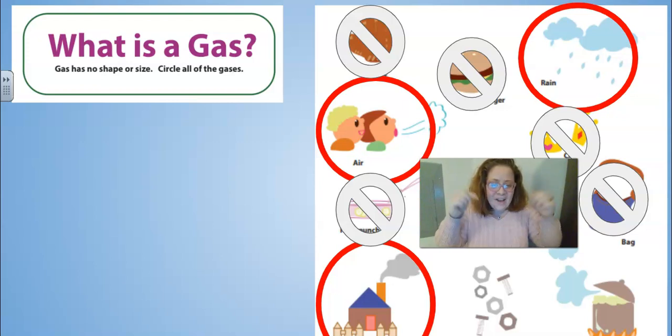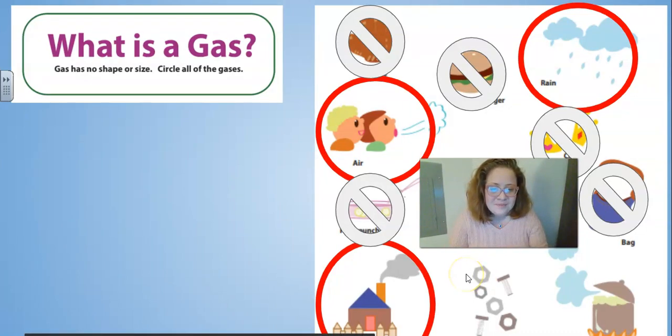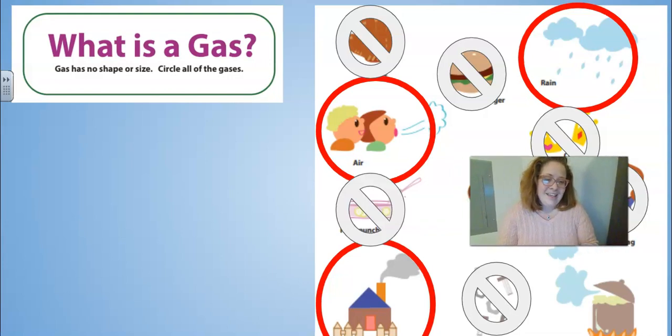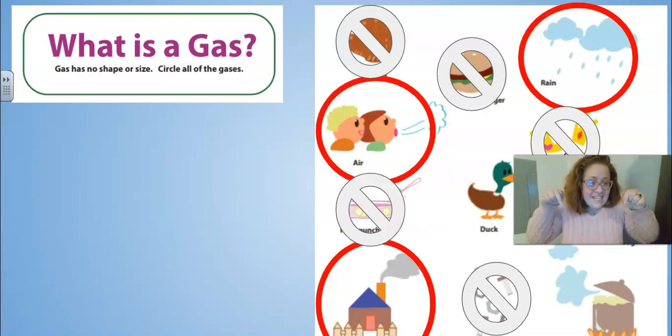Nuts and bolts. Are they a gas? Yes or no? Hmm. Are nuts and bolts a gas? No, nuts and bolts are not a gas. Great job. Now we are moving on to steam.